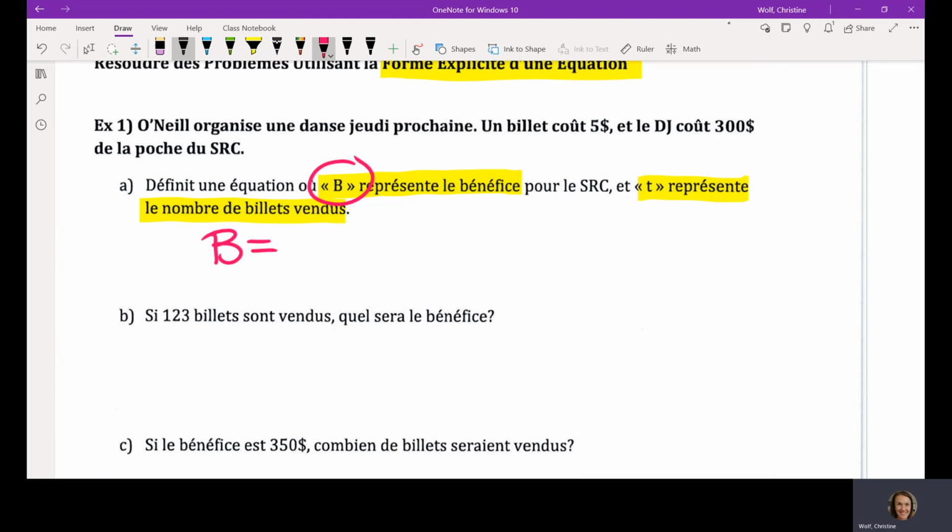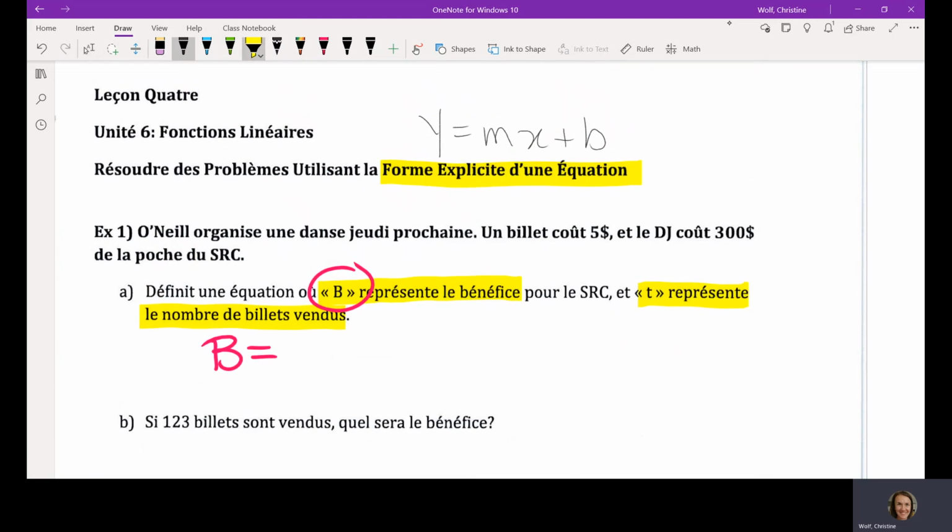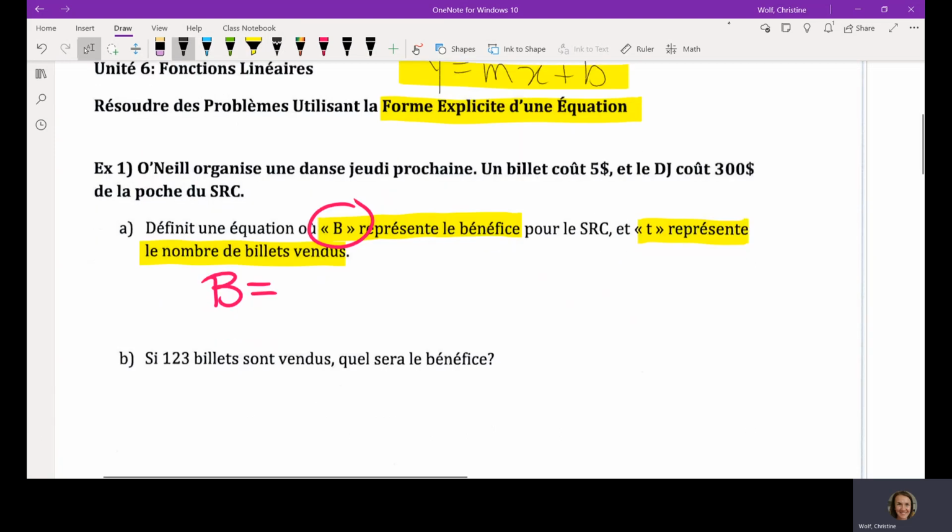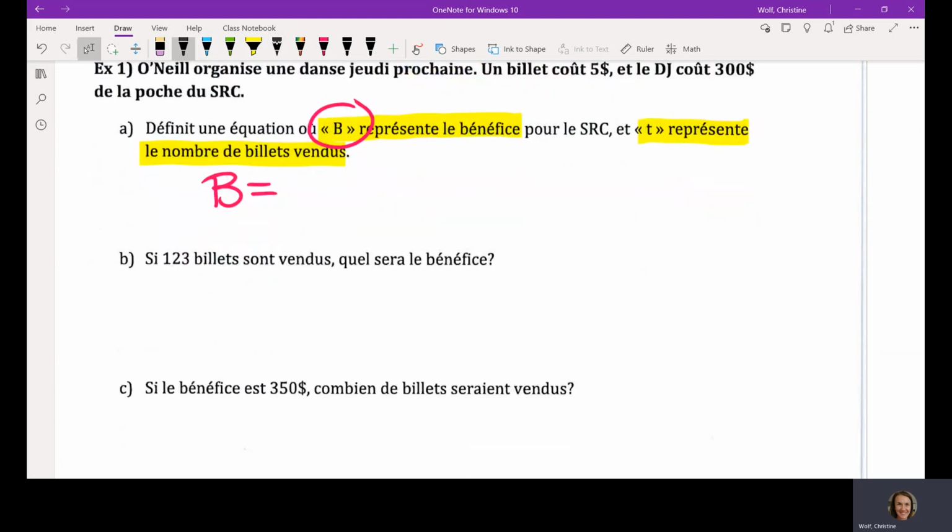So just like la forme explicite, I told you it has to look like this today. We have to have one variable alone on the left. So typiquement, la première variable que je te donne, c'est ceci. Okay, so this is saying the profit equals. The SRC's profit will equal. Any ideas? On sait que 5 $ pour chaque billet. On ramasse 5 $ pour chaque billet, mais on a besoin de payer 300.